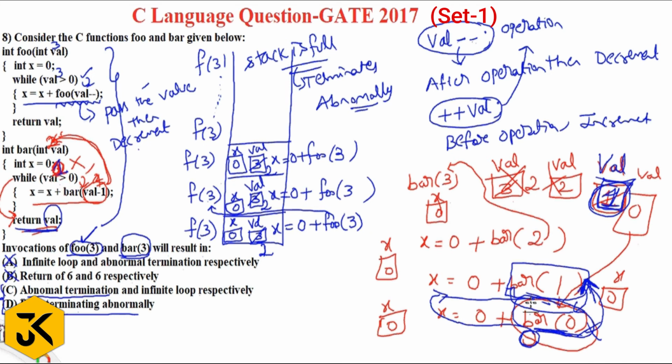Yes, this loop. Bar of 1 will once again call bar of 0. Here is an important point: bar of 1 will call bar of 0, bar of 0 will call bar of 1, and like this the process will continuously iterate. There is no memory full, but it will call iteratively continuously. So for this bar of 3, we'll have an infinite loop. So option D is eliminated. Option C is the correct answer.